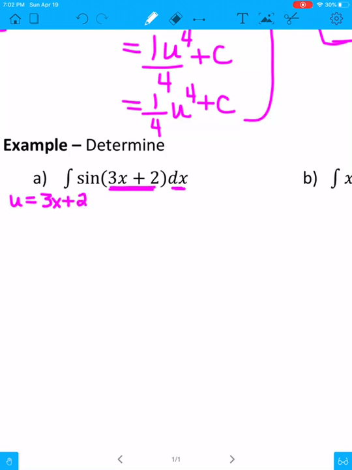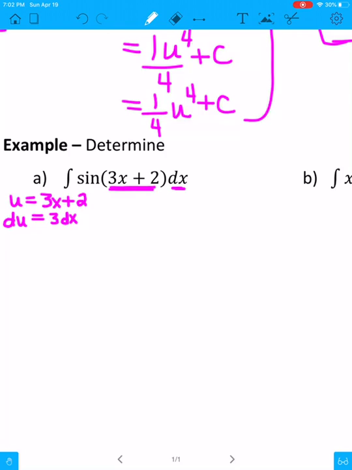And say you pick the wrong u. Go back, try again. If you pick the u, do the derivative of it, and you try to replace but can't replace everything, well then you picked the wrong u. Try again. So u equals 3x plus 2. And then my next step is to take the derivative of that. So the derivative of u is du. The derivative of 3x plus 2 is 3. The derivative of 3x is 3. Derivative of 2 is nothing. And then I have to put a dx behind it because I took the derivative of x.